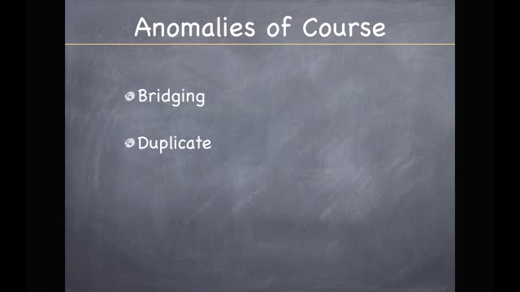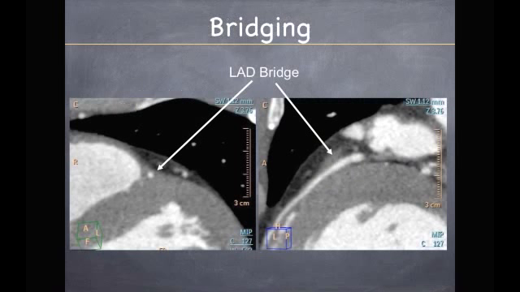Now, there can also be additional anomalies, of course. There can be myocardial bridging, and there can be duplicated vessels. In general, these are of little to no clinical significance. The main vessel you may see duplicated would be an LAD. I don't actually have an example of that, but I do have an example of a myocardial bridge.